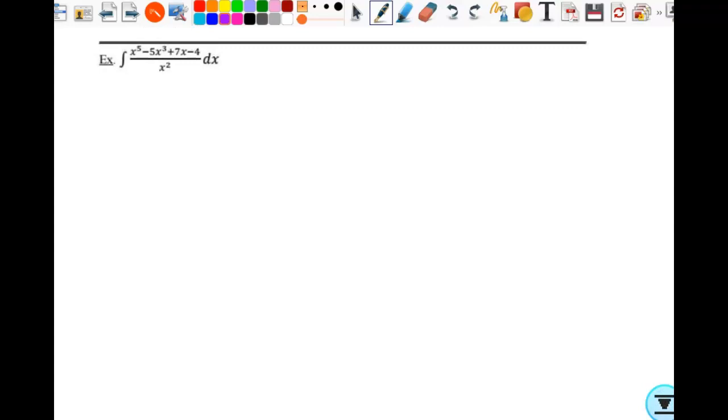put fractions together, we can take them apart. I don't have to rewrite this as 4 different integrals, but I do need to rewrite this as 4 different fractions. So this is the same thing as the integral of, and then I'm going to take this x to the 5th, put it over my denominator, which is x squared, minus my next term, which is 5x cubed over x squared, plus 7x over x squared, minus 4 over x squared.